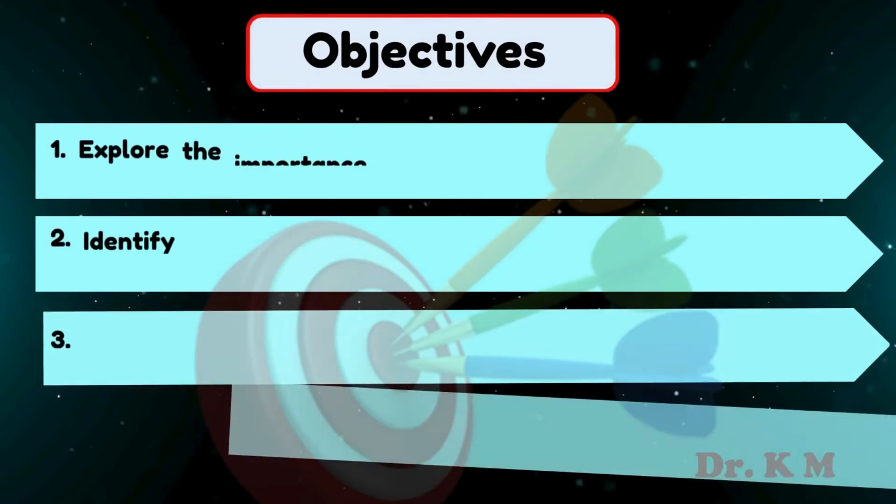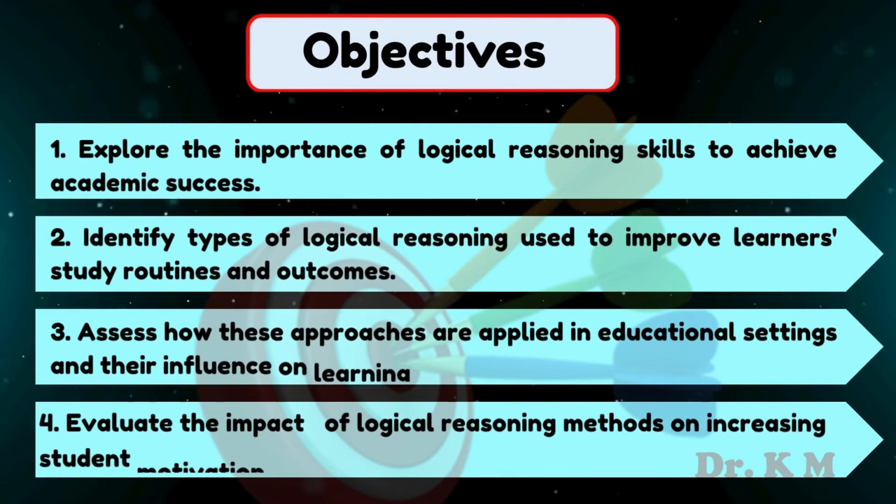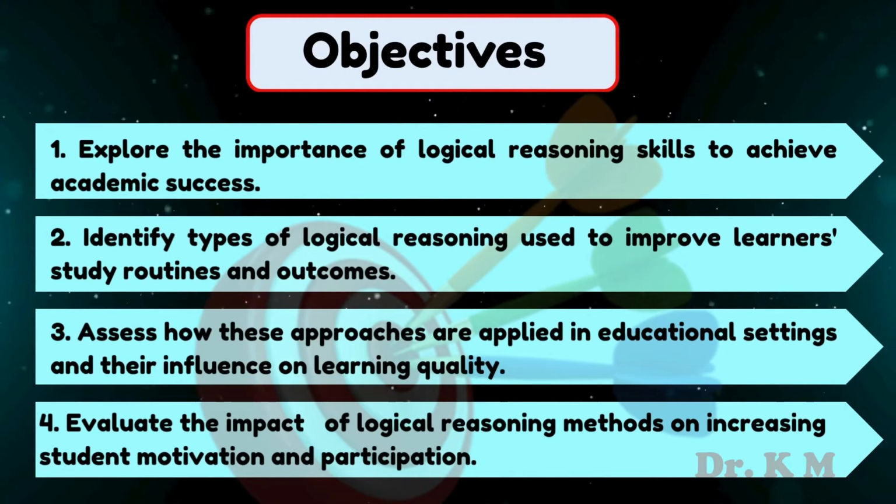By the end of this lecture, learners will be able to explore the importance of logical reasoning skills to achieve academic success. Identify types of logical reasoning used to improve learners' study routines and outcomes. Assess how these approaches are applied in educational settings and their influence on learning quality. Evaluate the impact of logical reasoning methods on increasing student motivation and participation.